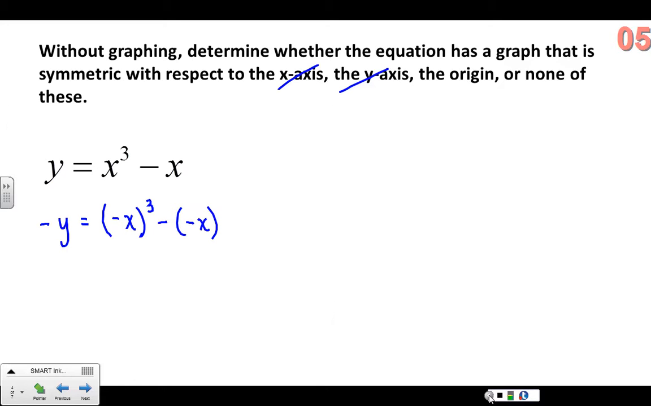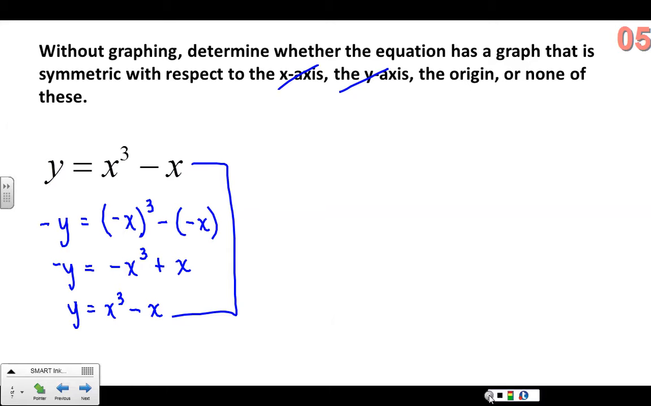So let's see if that will work. So I have negative y equal to, this would be negative x cubed plus x. So then if I wanted to get y by itself, I would just multiply through by negative 1. So y would equal x cubed minus x. And if you notice, when I did that, my equation remained unchanged.